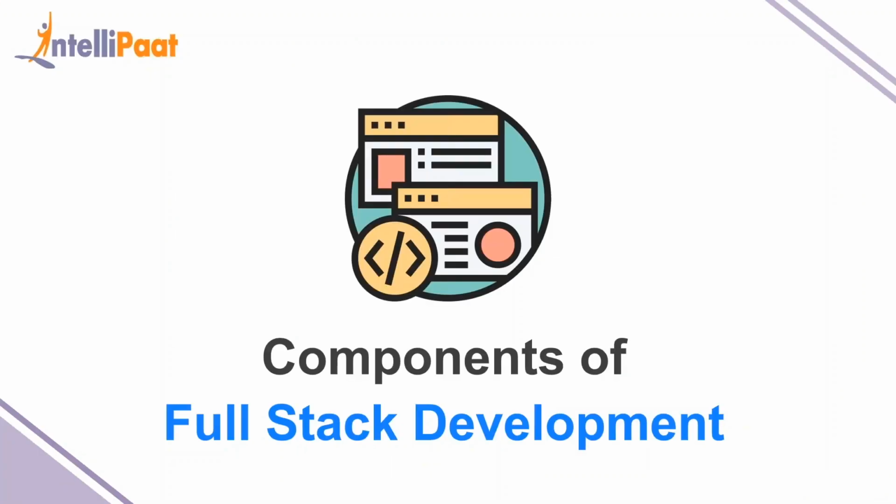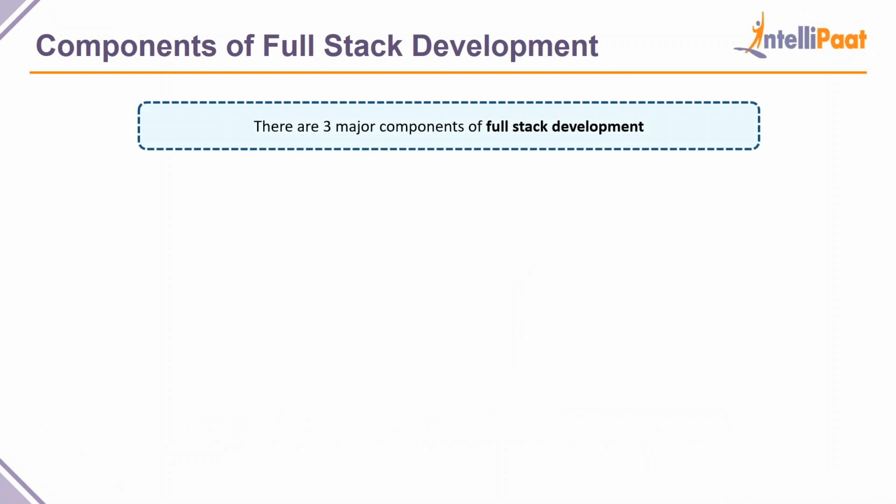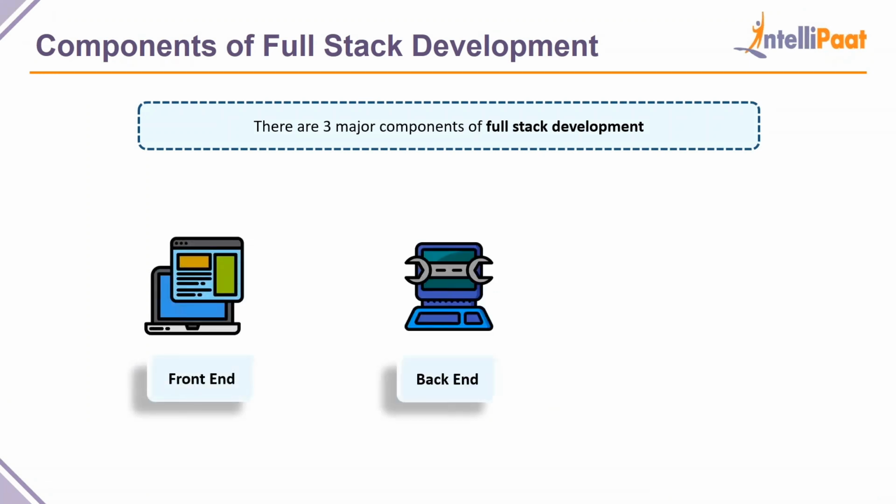Let's take a look at the components of full stack development. So what are the things that a full stack developer is expected to know? What are the things that a full stack developer works with on a daily basis? So there are three major components of full stack development: the front end, back end, and the database.